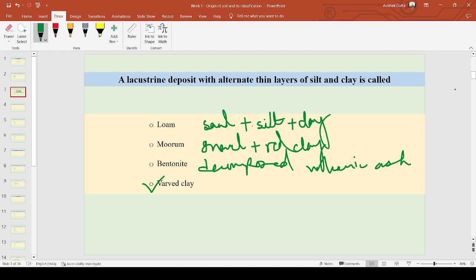But loam is a combination of sand, silt, and clay. Murram is gravel with red clay. Bentonite is decomposed volcanic ash. Okay, this is the definition of these kinds of soils. Okay, next question.